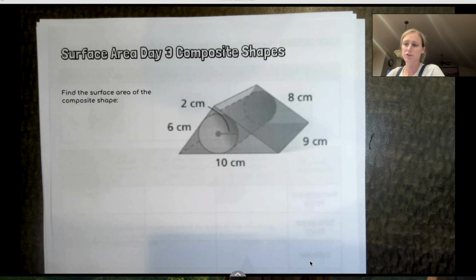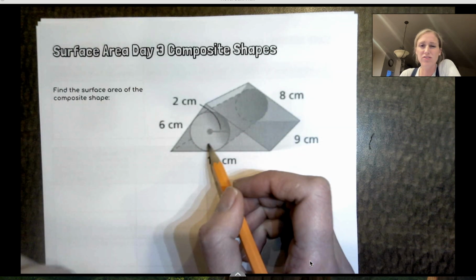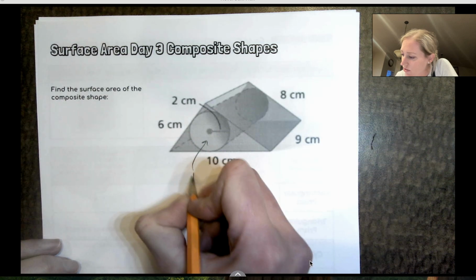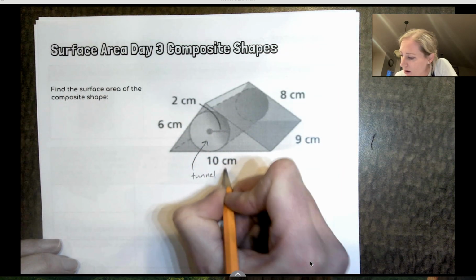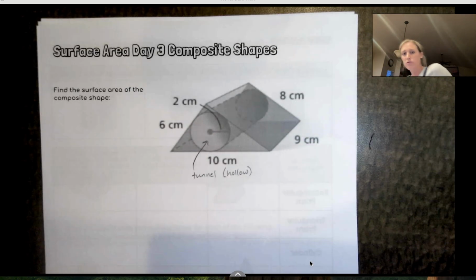This is our last day on surface area, and so you need to be able to find the area of composite shapes, which we did. Composite just means I'm dealing with more than one 3D figure together. So this is a little hard to tell from the picture, but this is a tunnel, or it's hollowed out. Basically, when I think of surface area, I think about all the surfaces like I could paint, that I could touch.